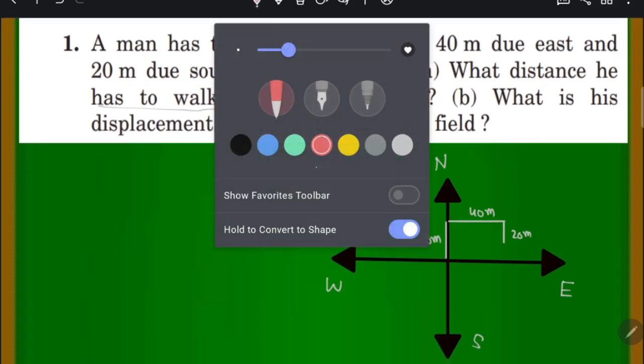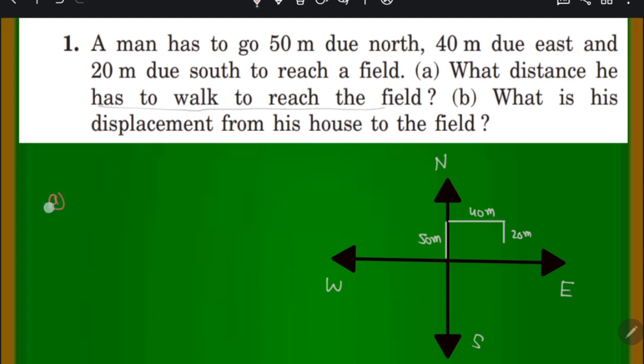In this question, what are they asking? First, they are asking distance. How much distance have they traveled? Distance means total distance covered. Means they cover 50 plus 40 plus 20. So basically, this is 110 meters. Getting my point?